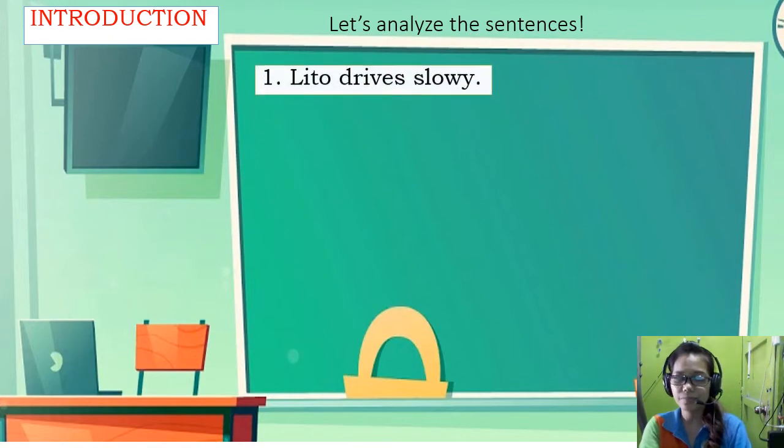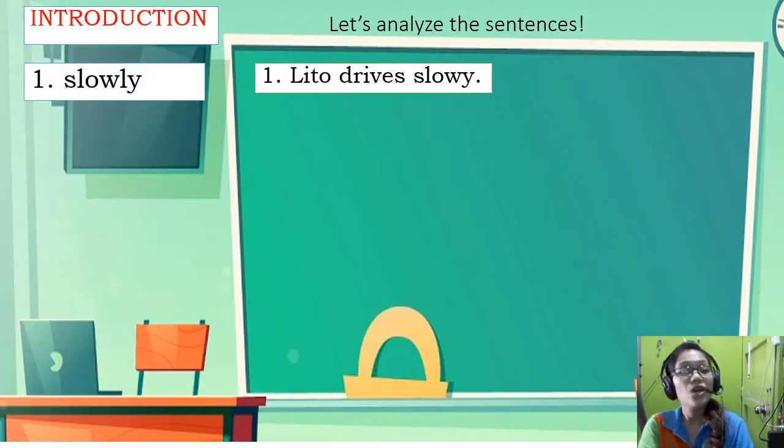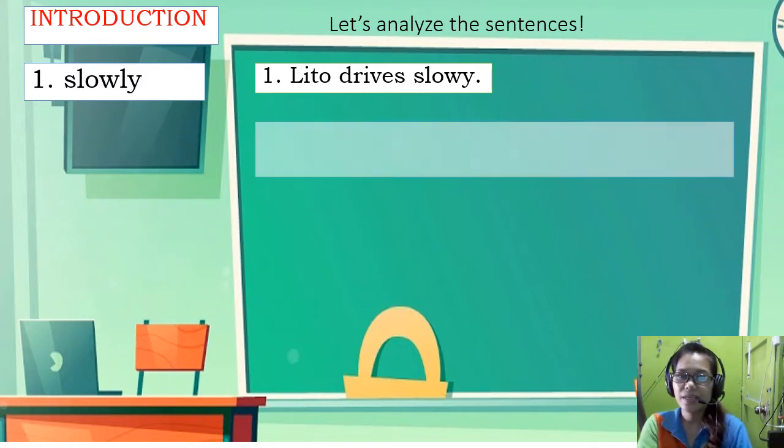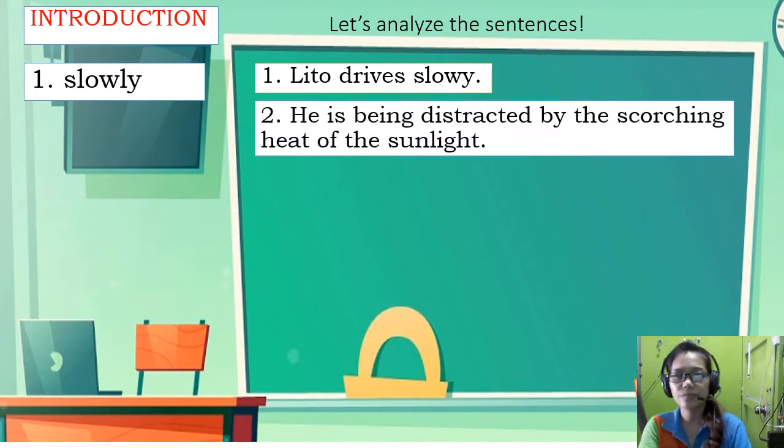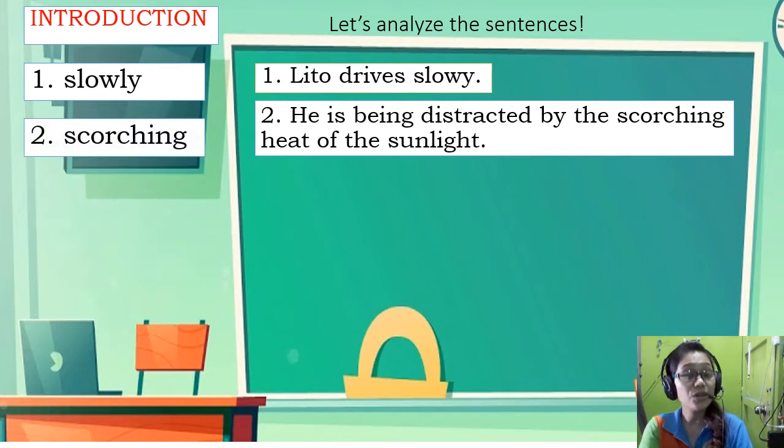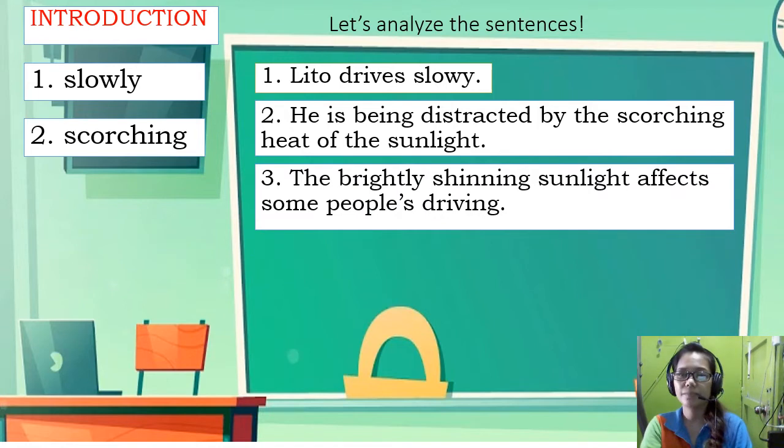Number 1. Lito drives slowly. How does Lito drive? Correct, slowly. Next, number 2. He is being distracted by the scorching heat of the sunlight. How was the heat of the sunlight being described? You're correct, scorching. Next, number 3.